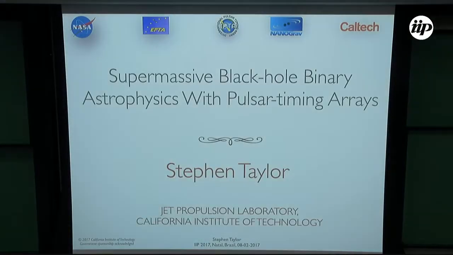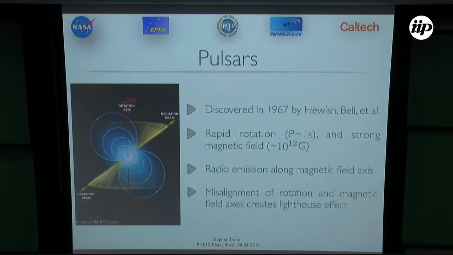Okay. That's weird. Anyway, so I'm assuming that everybody is familiar with pulsars, what they are. They're rapidly rotating neutron stars which have a strong magnetic field, and their discovery is about 50 years old. In fact, the conference to celebrate the 50th anniversary is in September.